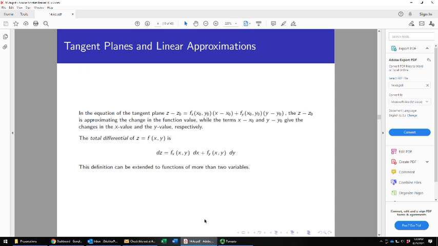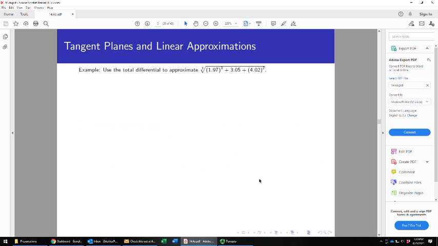And we can extend this to functions of more than two variables. Just keep adding on partials and changes in those variables. So let's look at an example of that. So let's use the total differential to approximate this nasty looking cube root. I mean, honestly, that's what calculators are for nowadays, but it gives you the illustration of what you want to do if you're trying to approximate a quantity using differentials.